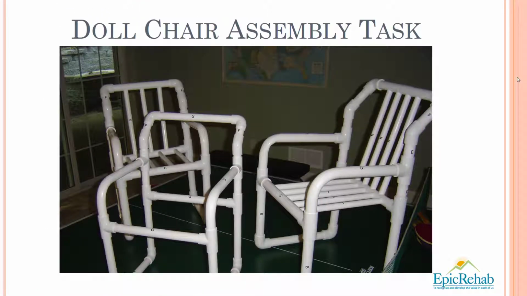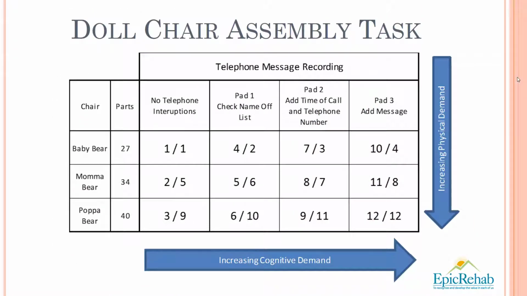These are the 3 chairs with labeled parts. The task is to assemble one of the 3 chairs using unlabeled parts following a labeled model or an assembly manual. Using these 3 chairs, we can challenge the evaluee with 12 levels of occupational demand by interspersing the assembly task with telephone message recording. Messages are transcribed on telephone answer pads that have some information already supplied. Over the course of the client's involvement in neurorehabilitation, we can gradually increase the occupational demand to achieve constructive failure experiences.